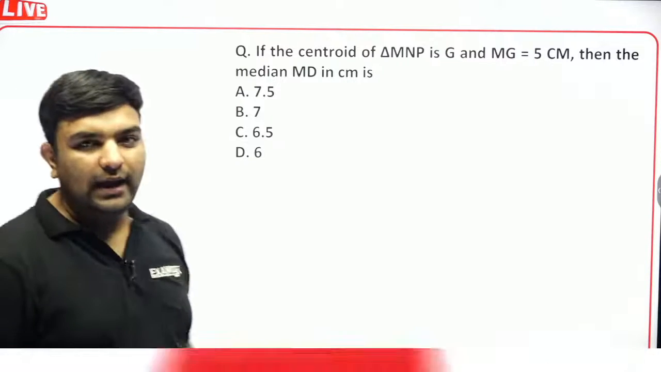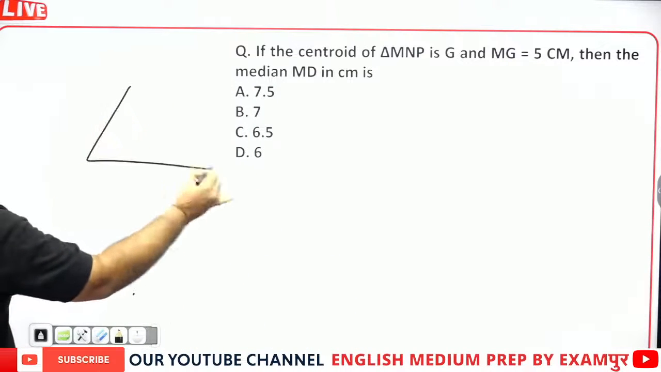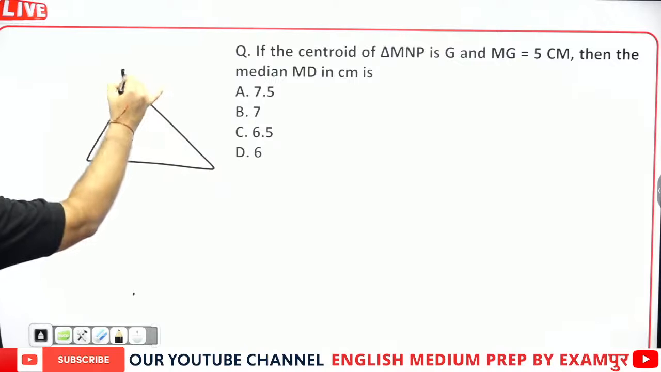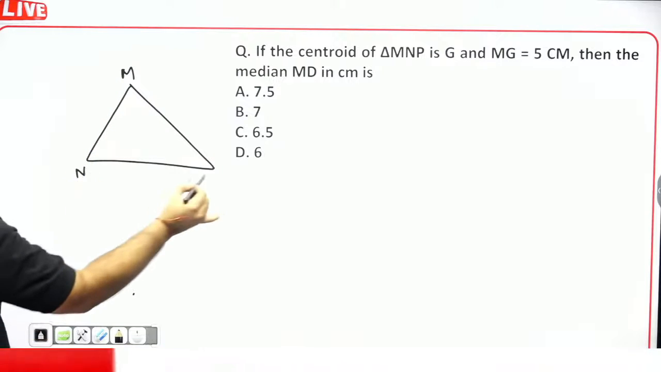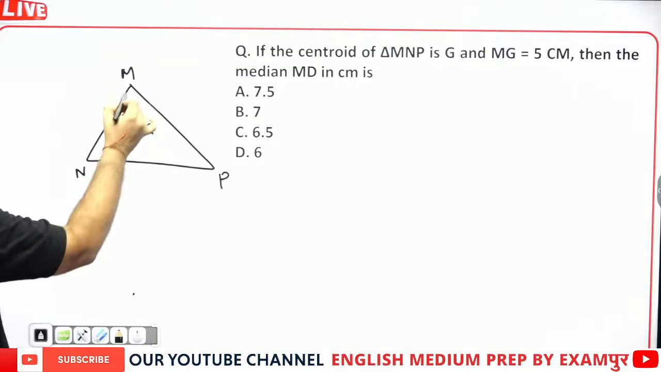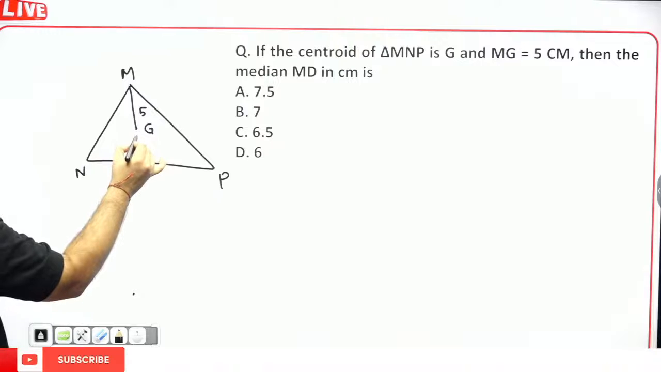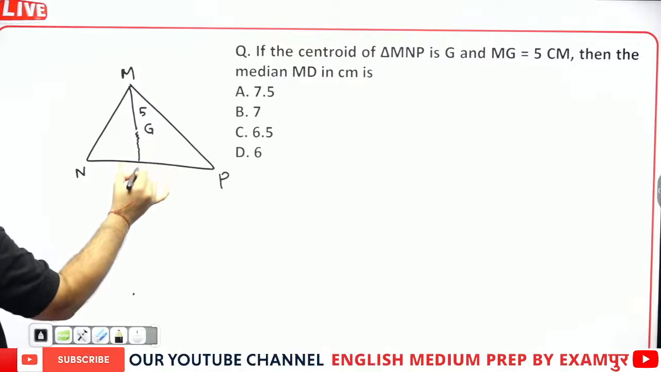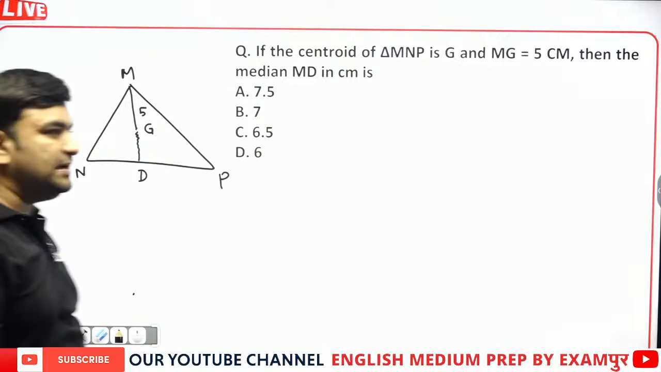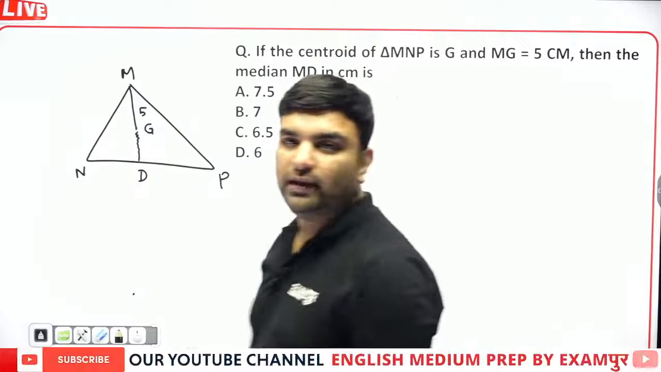Centroid of triangle MNP is G. There is a triangle MNP and its centroid is G. MG is given as 5. Then they are asking the length of total MD.